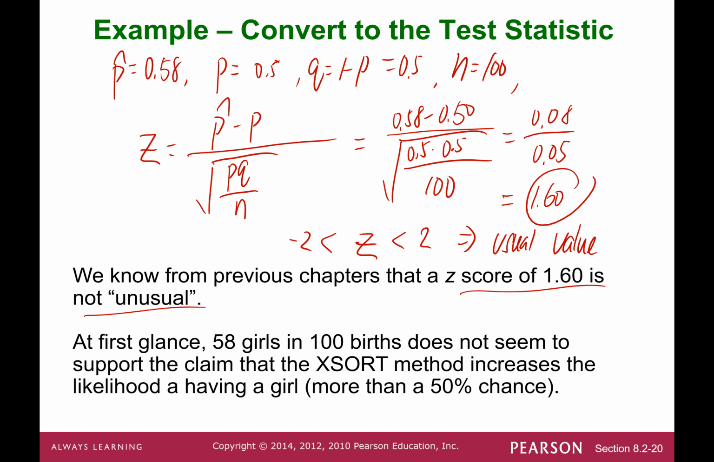So we know that 58 girls in 100 births does not seem to support the claim. This is usual; it's happening all the time. It does not seem to support the claim that the XSORT method increases the likelihood of having a girl, meaning more than a 50% chance.